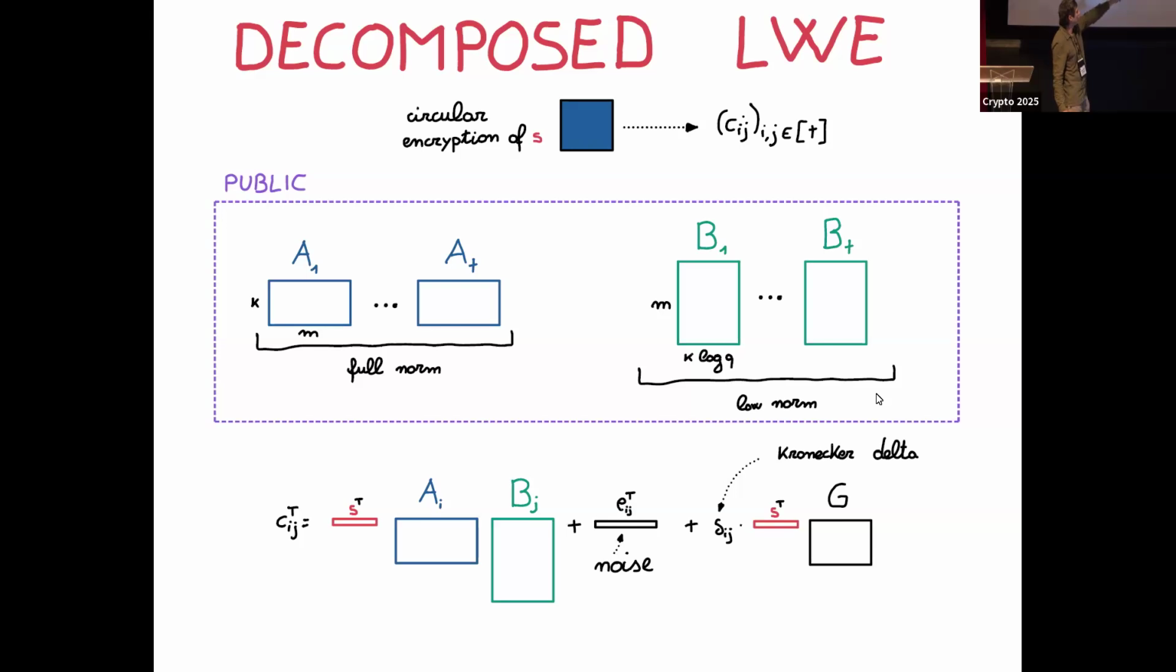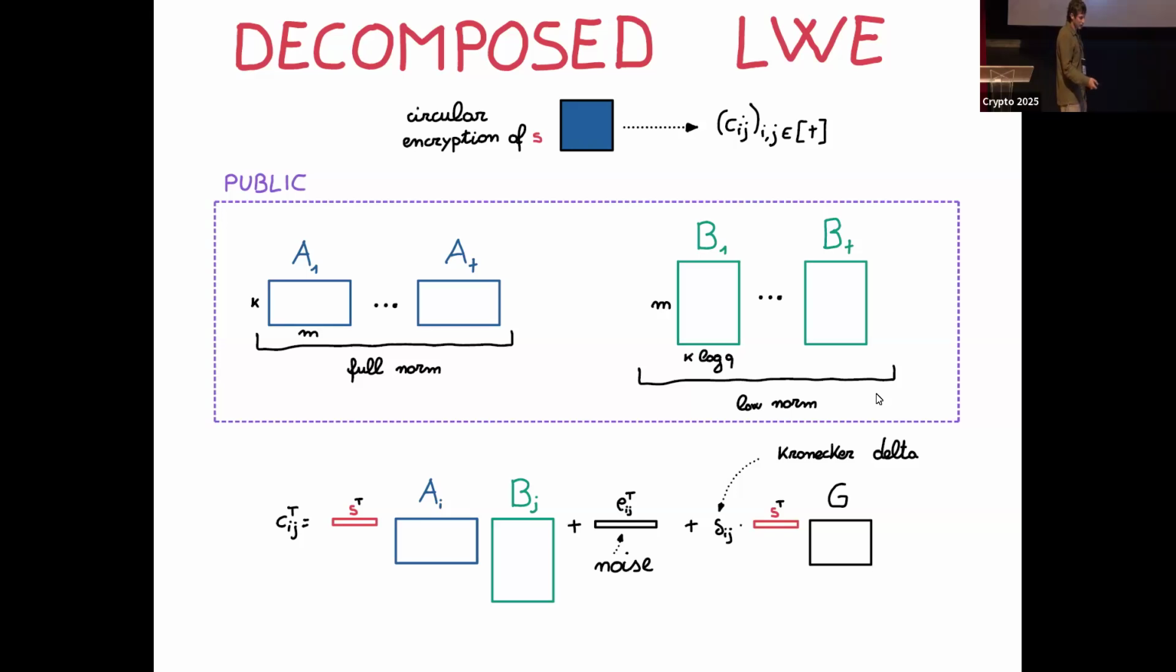You add noise, and then there is this last term that is the one introducing the circularity. There is the Kronecker delta, delta ij meaning zero almost always, except when i is equal to j. In that case, we have one. And then we have S transpose times G, where G is the gadget matrix. If you know lattices, you've already seen that. If you don't know lattices, this is just a fixed matrix, so don't worry.